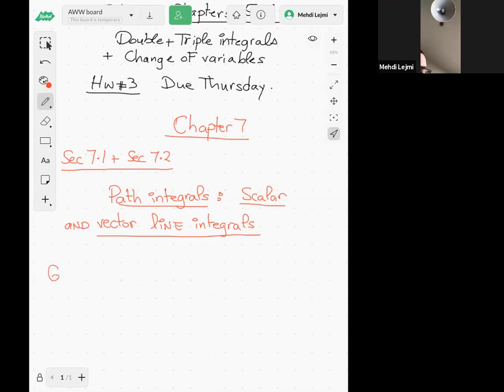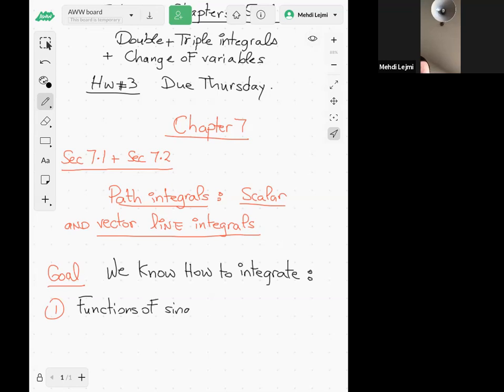Well, guys, we know how to integrate functions of a single variable over an interval, right? So far, we know how to integrate, first, of course, functions of a single variable over an interval.